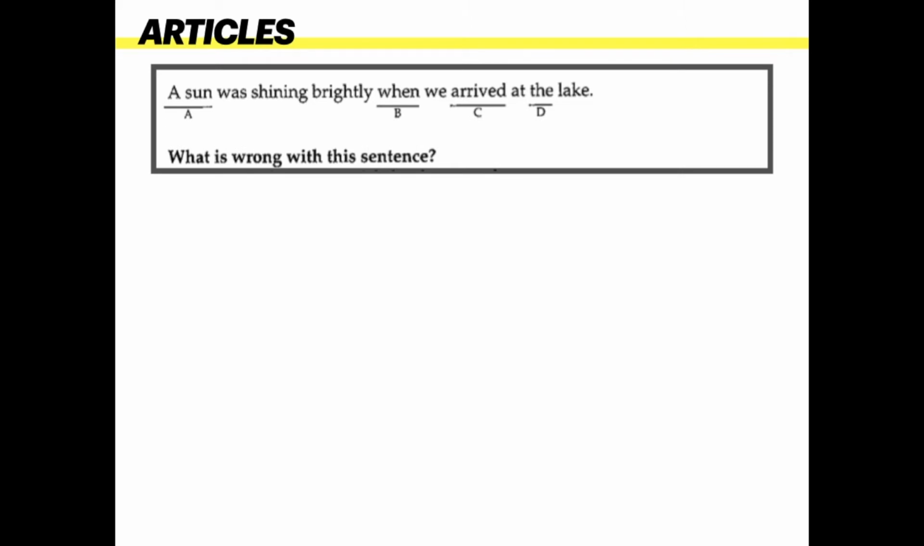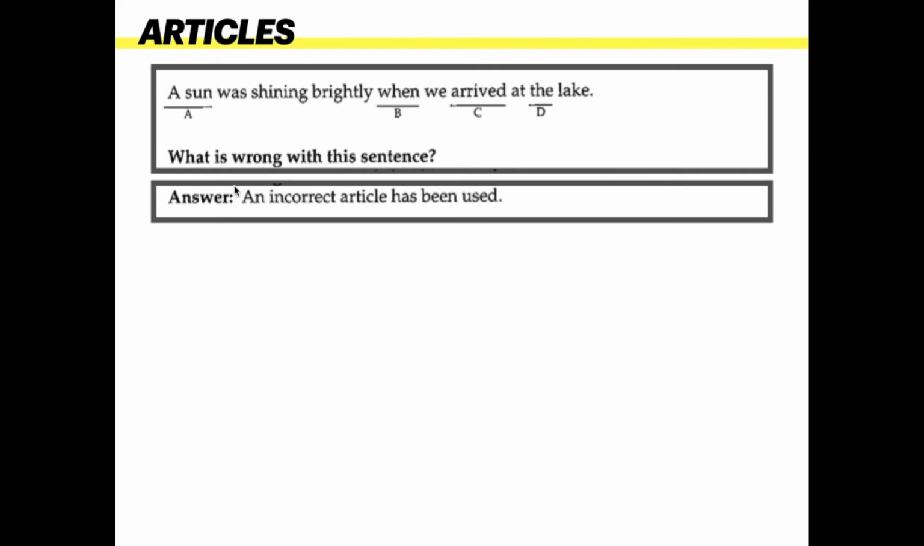Another example. A sun was shining brightly when we arrived at the lake. What's wrong with this sentence? Well, the problem is an incorrect article has been used. So the correct answer is letter A, and the correction is the sun. Why? Because sun is specific, right? El sol, ya sabemos de cuál estamos hablando, so specific.